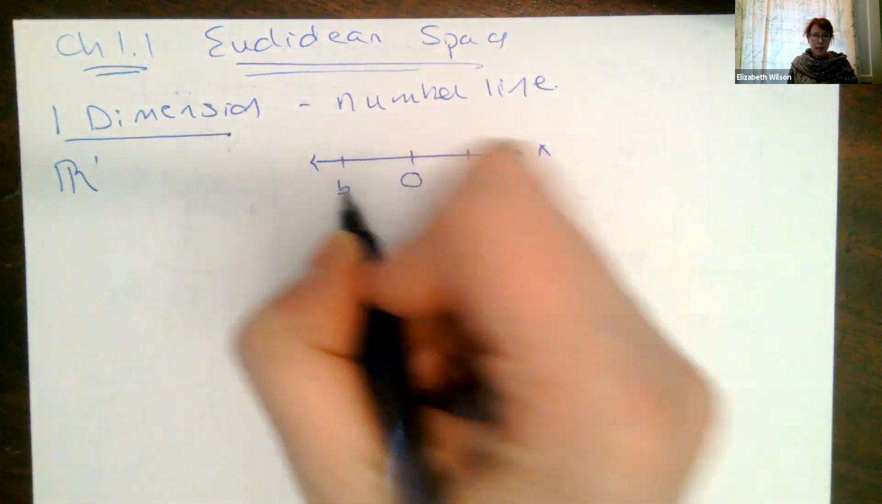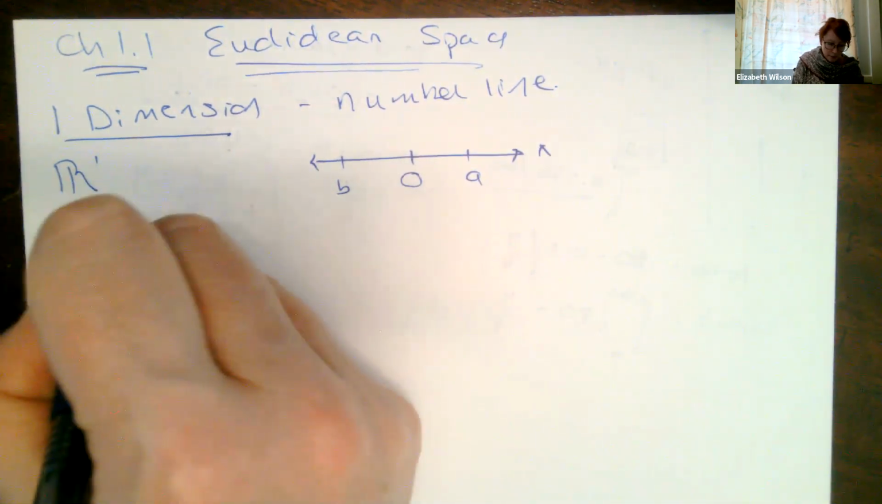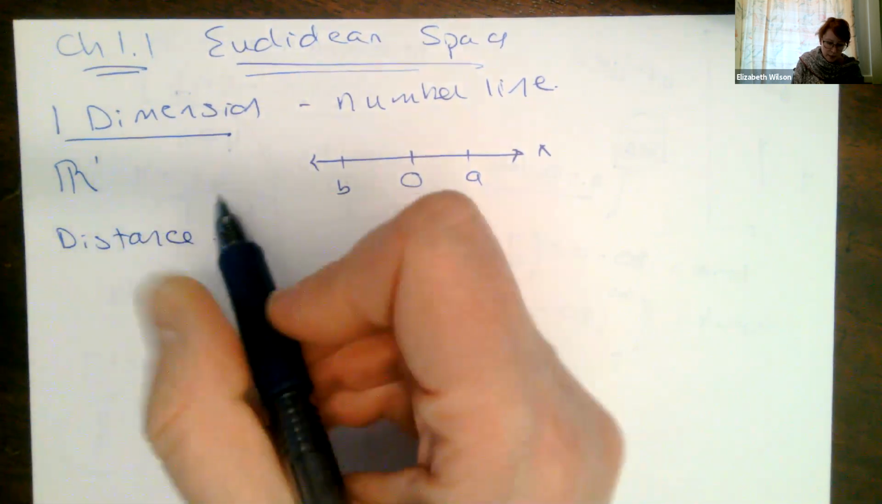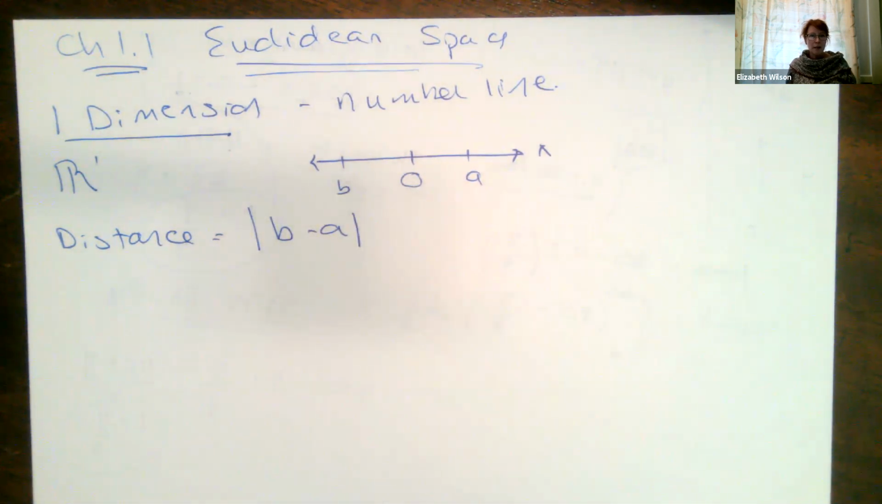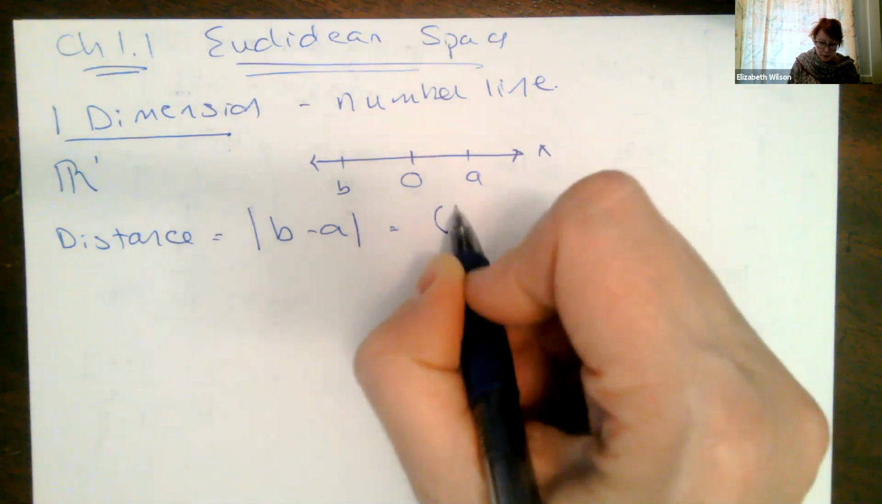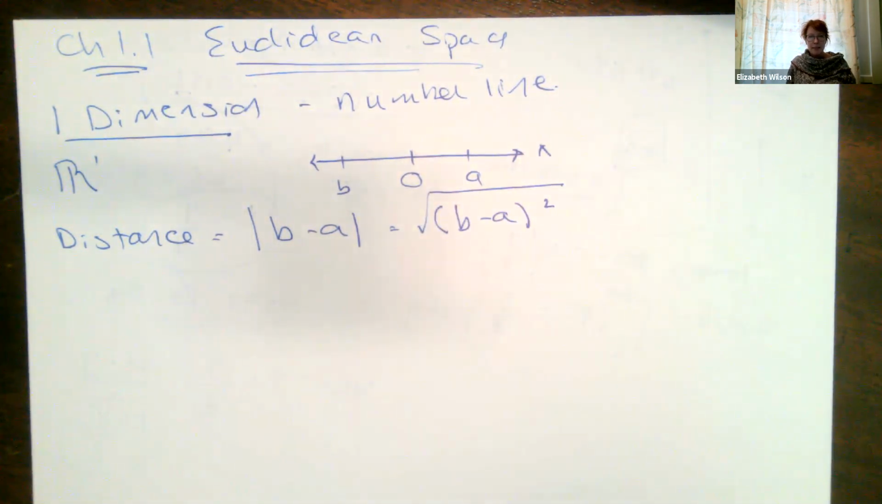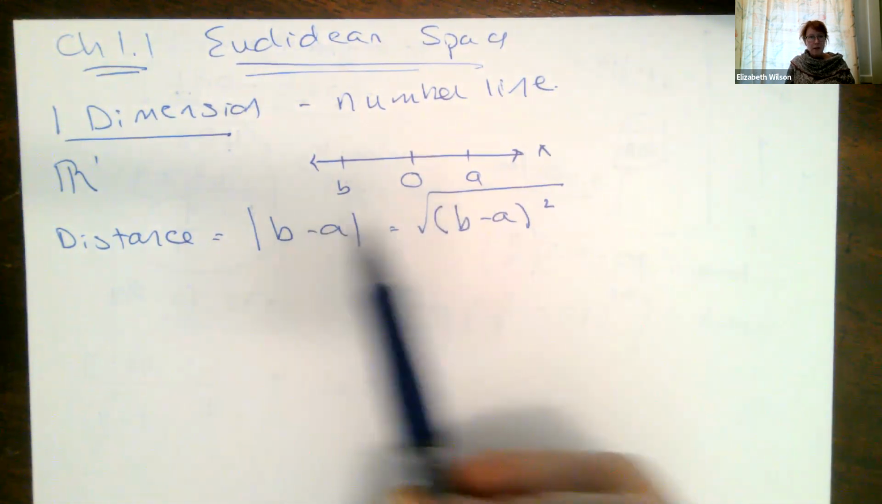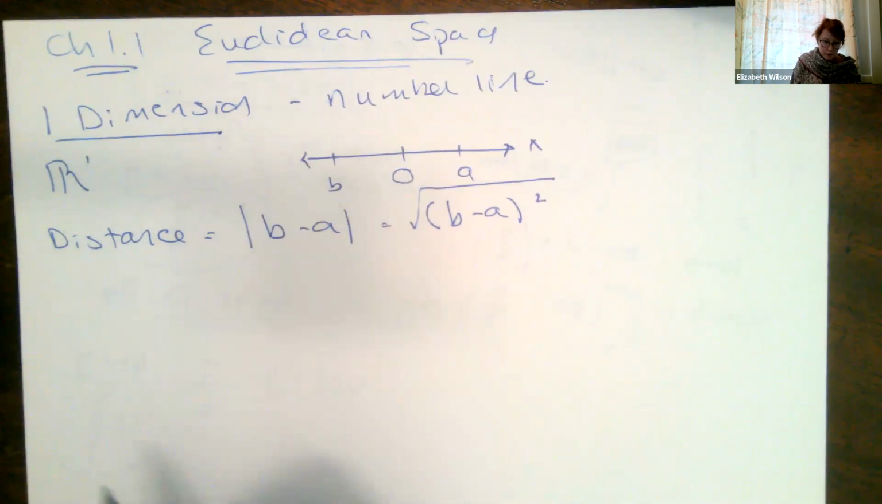I've got an origin. I've got a couple numbers, A to B. If I want to calculate the distance from A to B, I'm going to take the absolute value. It doesn't matter if I go A minus B or B minus A, because I'm taking the absolute value. But I can also think about it as B minus A, squared, square rooted. Same idea. This is the mathematical concept of what we're trying to do here. That's for one-dimensional space.